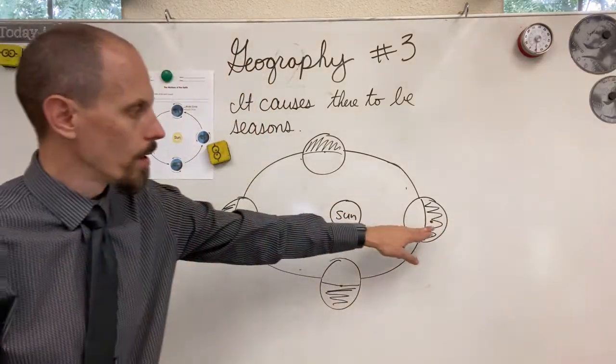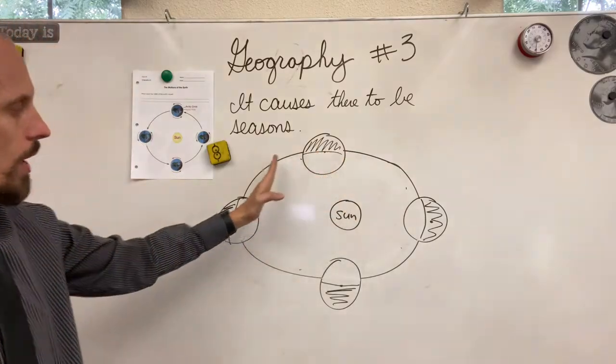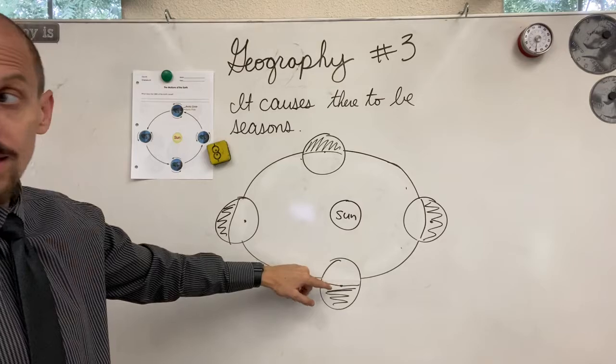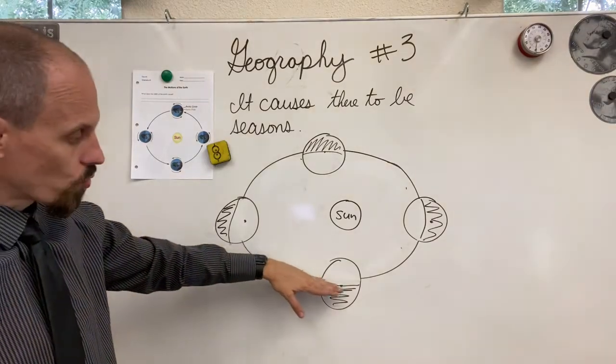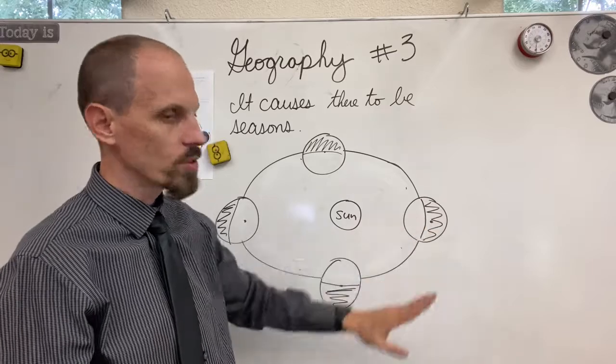So look how the sun shines. Here, the sun's shining to here. Here, it hits North Pole. Here, the North Pole is fully in the sun. Then here, it goes back again to where the darkness and light is right on the North Pole, and then goes back to where the North Pole's in the dark.